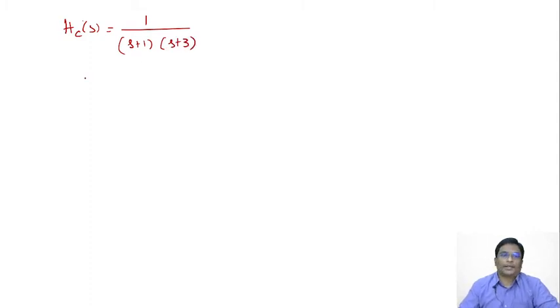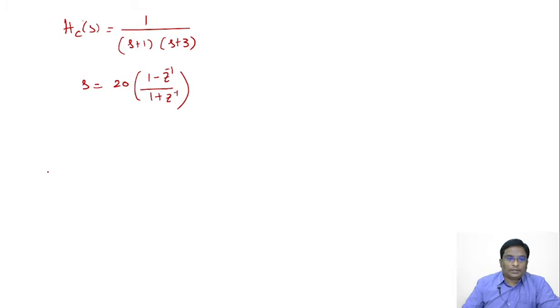Given the function HC of S, which is 1 by (S plus 1) into (S plus 3). If you want to apply the bilinear transform, you replace S by 20 into (1 minus Z inverse) divided by (1 plus Z inverse). So, Z transform the given transfer function.